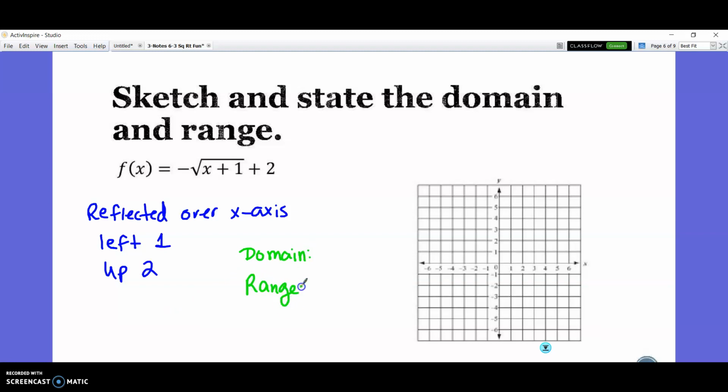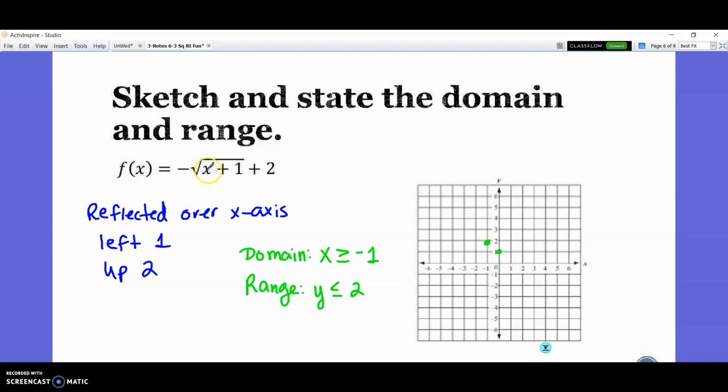For my domain, it moved left 1, so x would be greater than or equal to -1. And for the range, since it reflected and it moved up, y would be less than or equal to +2. So this would start at -1, +2, and then I would go down 1 and over 1 like this.